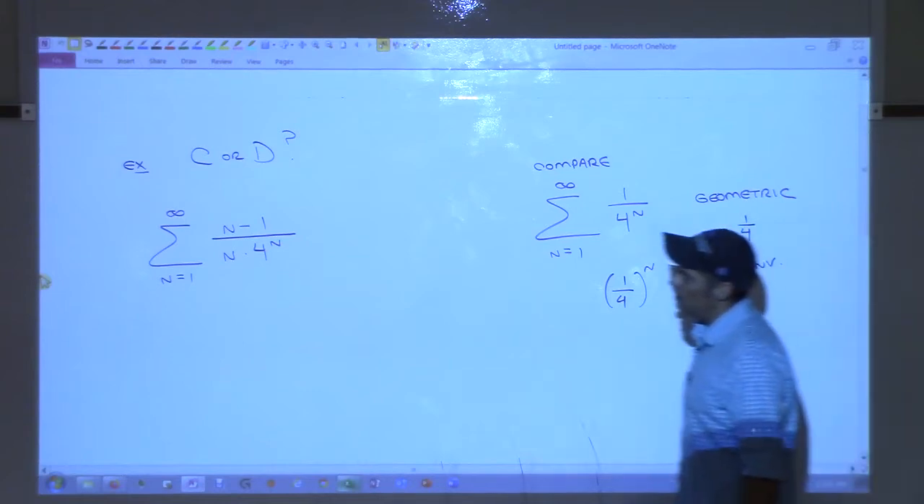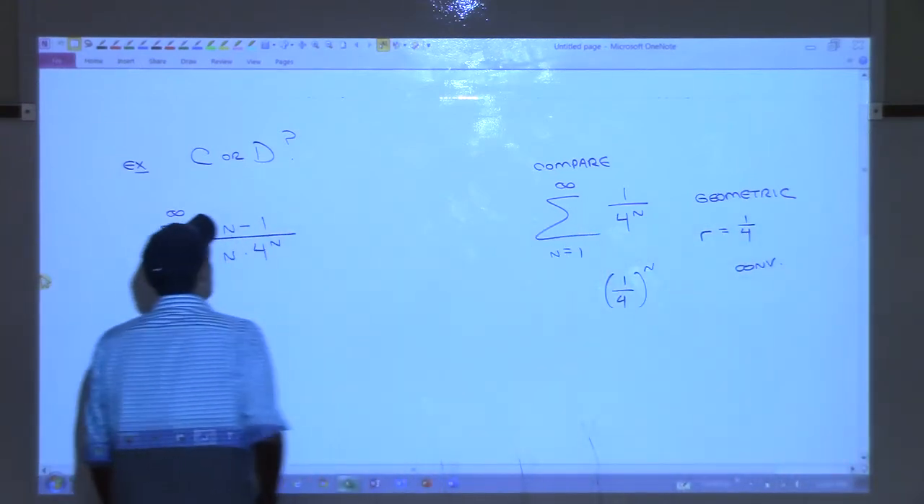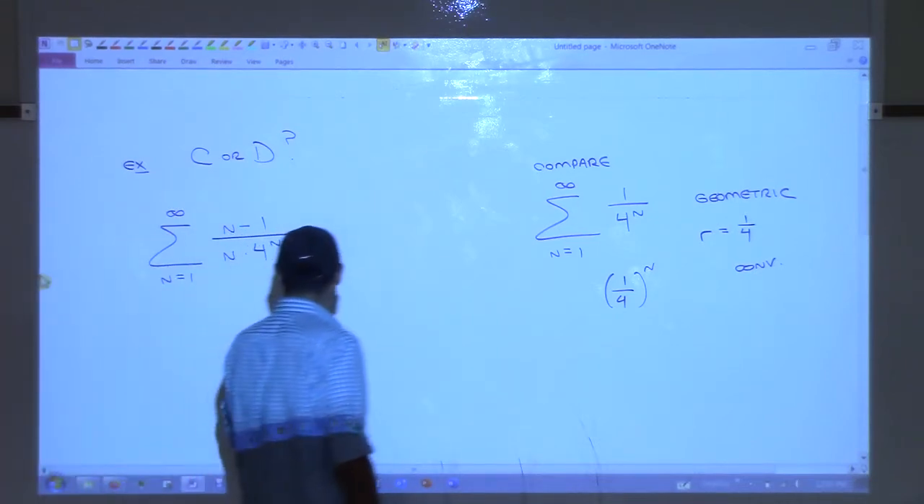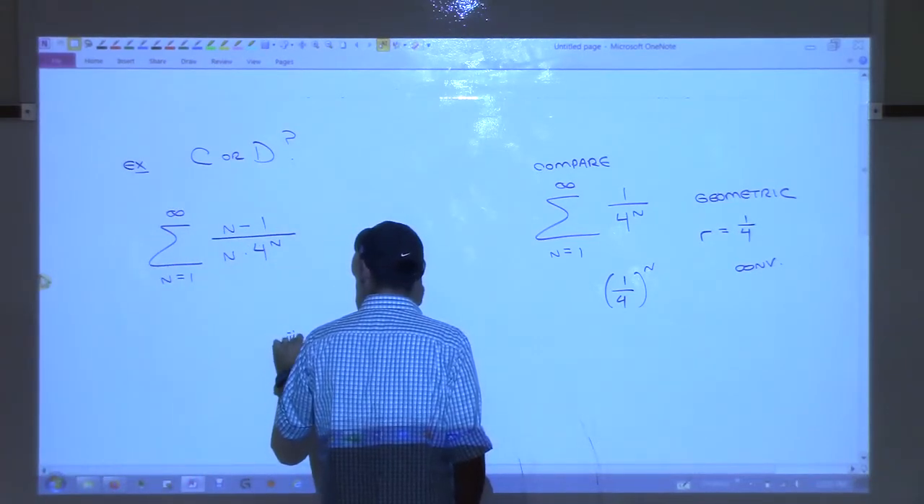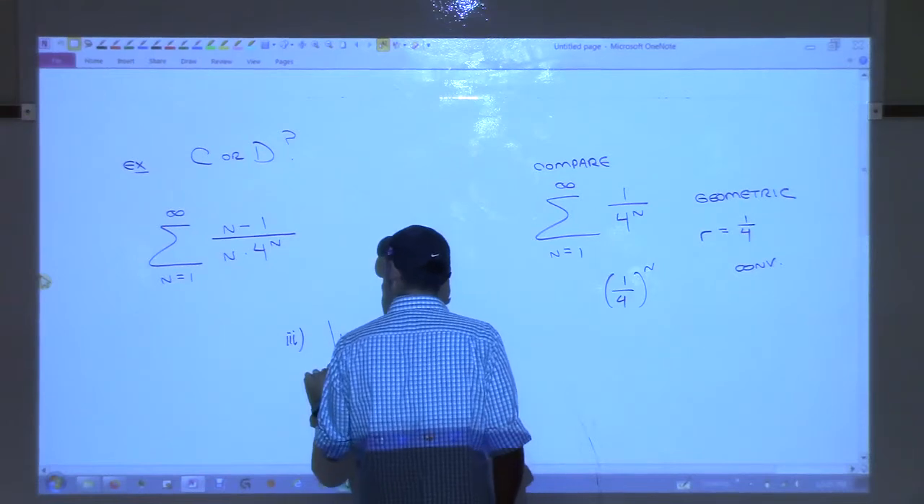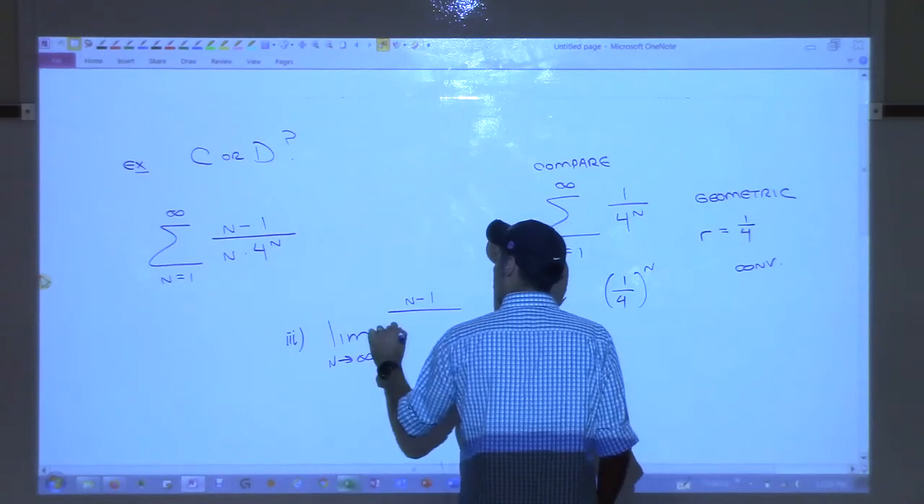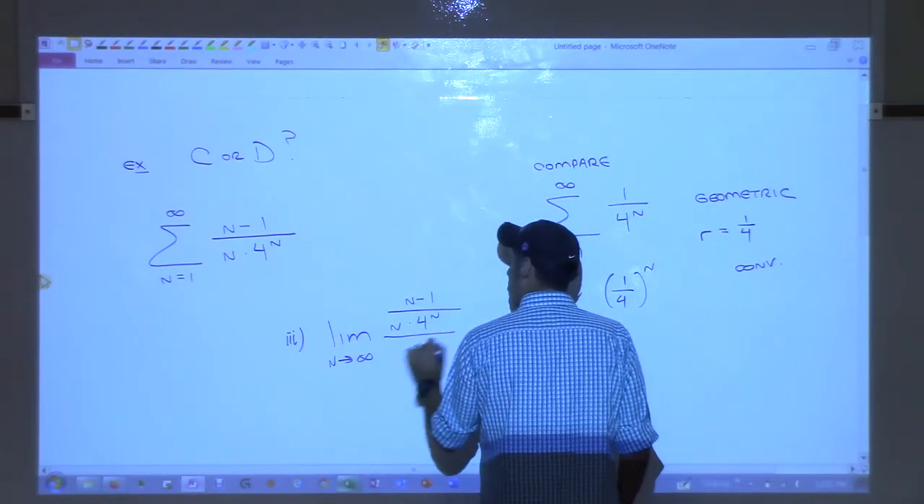Now, if we do the limit, it's still going to work. I don't want to tell you not to use the limit because it would work here. So let's do the limit. I hate when things work. Limit as n goes to infinity of n minus 1 over n times 4 to the n, over 1 over 4 to the n.